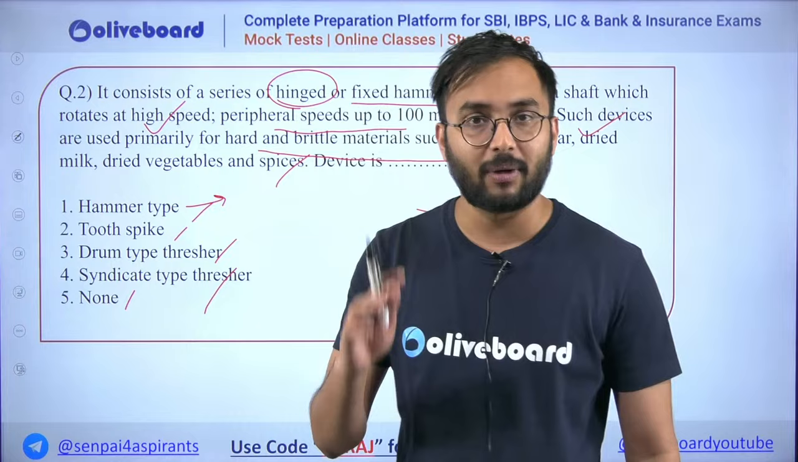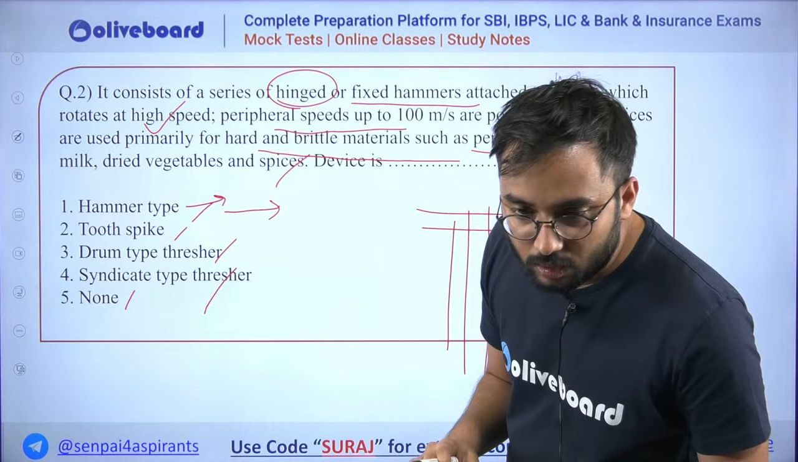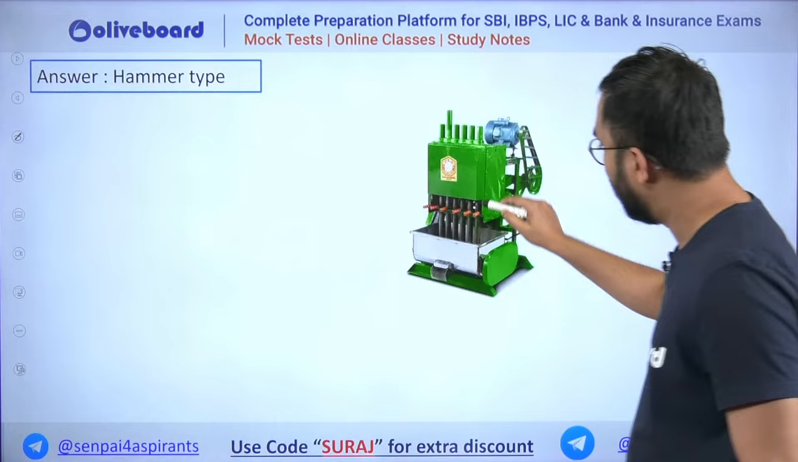Different hammer type in these equipments. These hammer type equipments are used to crush various food components like pepper, sugar, and most importantly condiments and spices. Tooth spike? No, Brinda, that is wrong here. Tooth spike cannot be it. Hammer type. See here. Have you seen hammer type? A simple hammer type equipment could be.